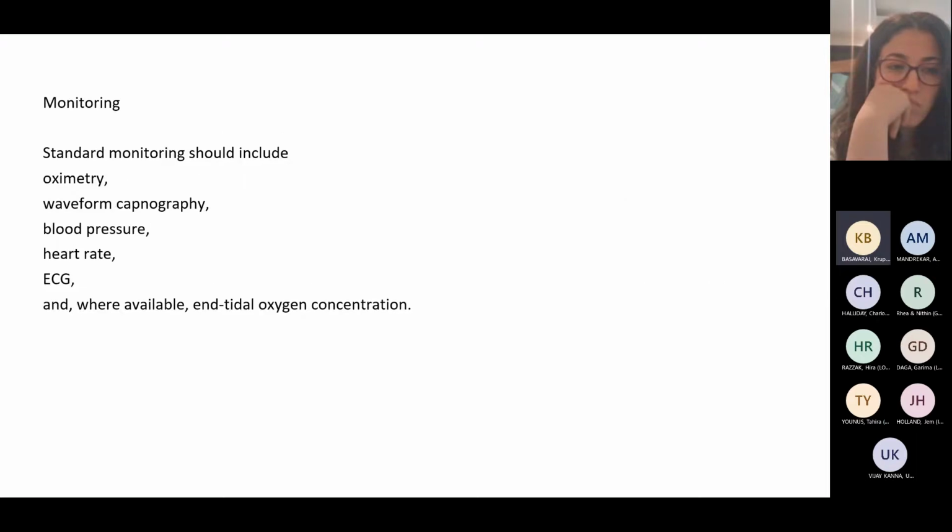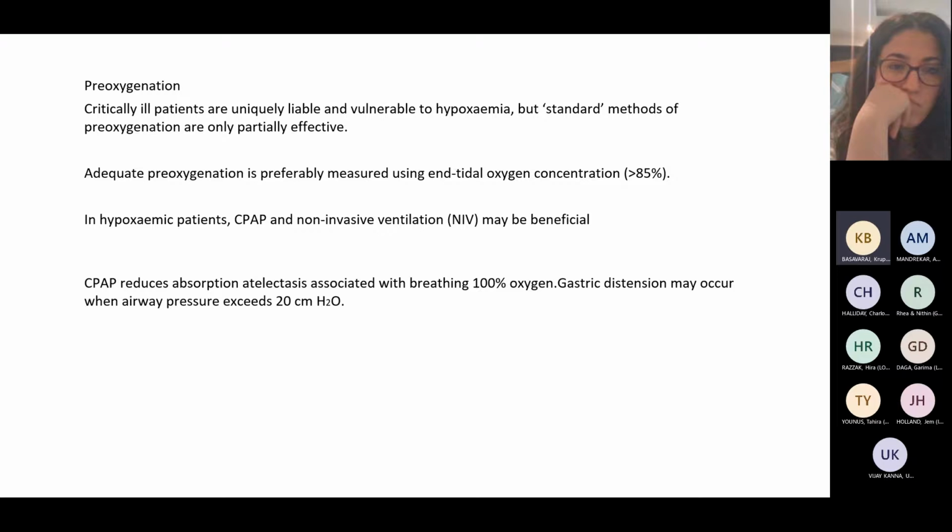Monitoring, we discussed. Pre-oxygenation. Now, the problem is critically ill patients are uniquely liable and vulnerable to hypoxemia, but standard methods of pre-oxygenation are only partially effective. In the absence of respiratory failure, pre-oxygenate using a tight-fitting mask with 10 to 15 liters of 100% oxygen for at least 3 minutes. It would be ideal to have an end-tidal oxygen concentration of at least 85%.